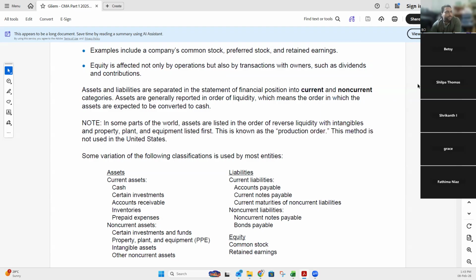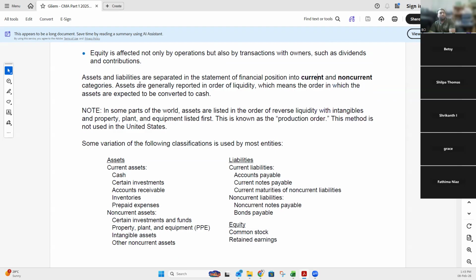Then in the balance sheet, we segregate assets as well as liabilities into two categories: current and non-current. The assets are generally reported in the order of liquidity. That means you will first report the cash, bank, then receivables, then inventory. The order goes like that.